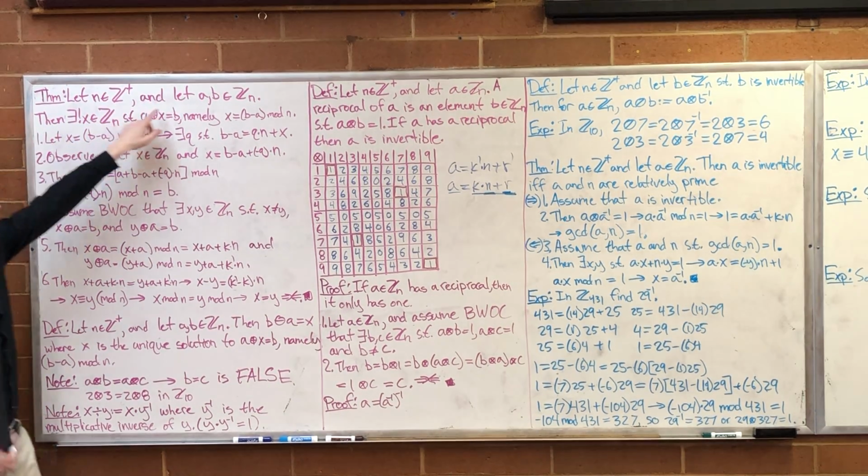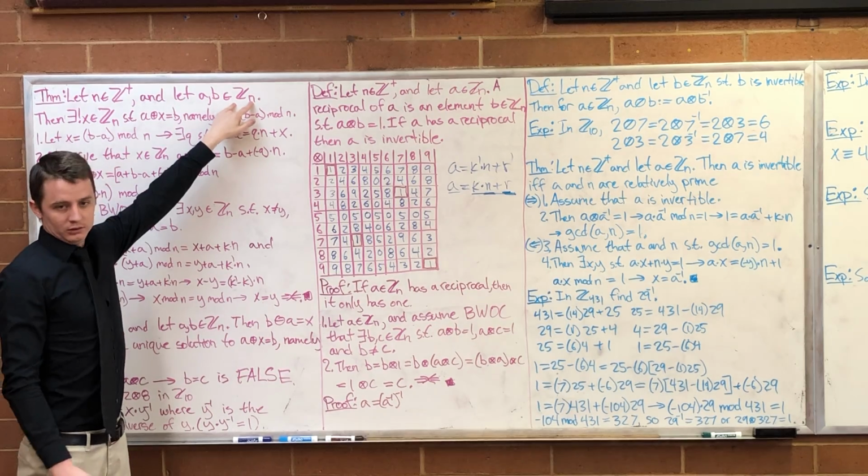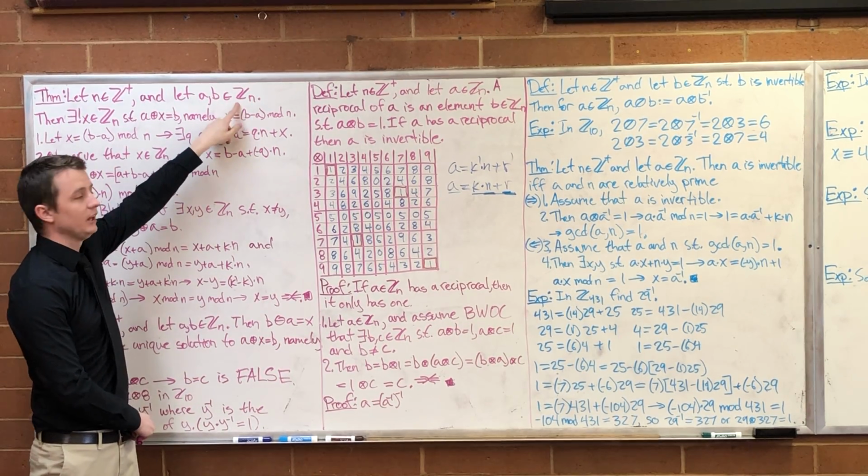So let n be a positive integer and let a and b be in Zn. You with me so far? You remember what Zn is?